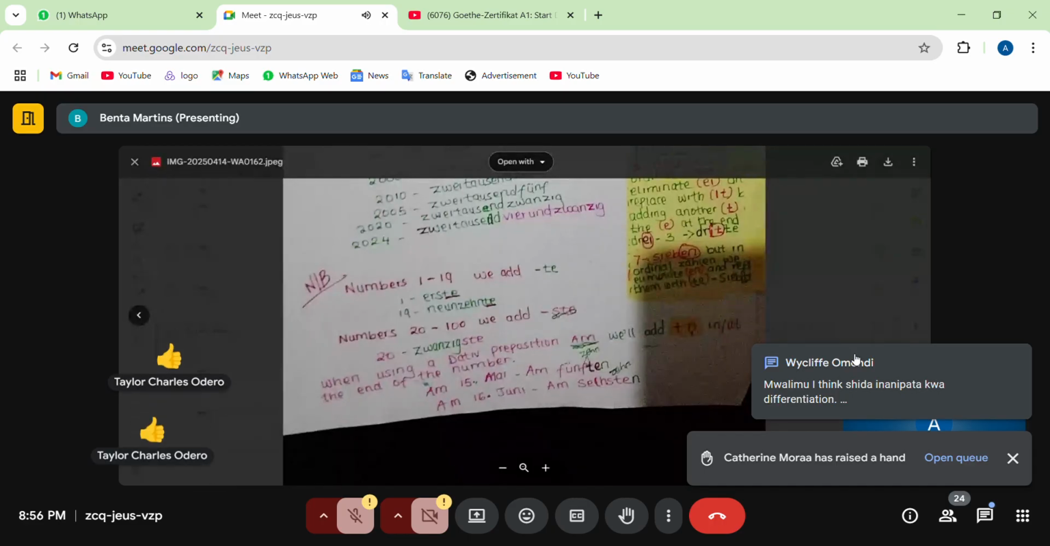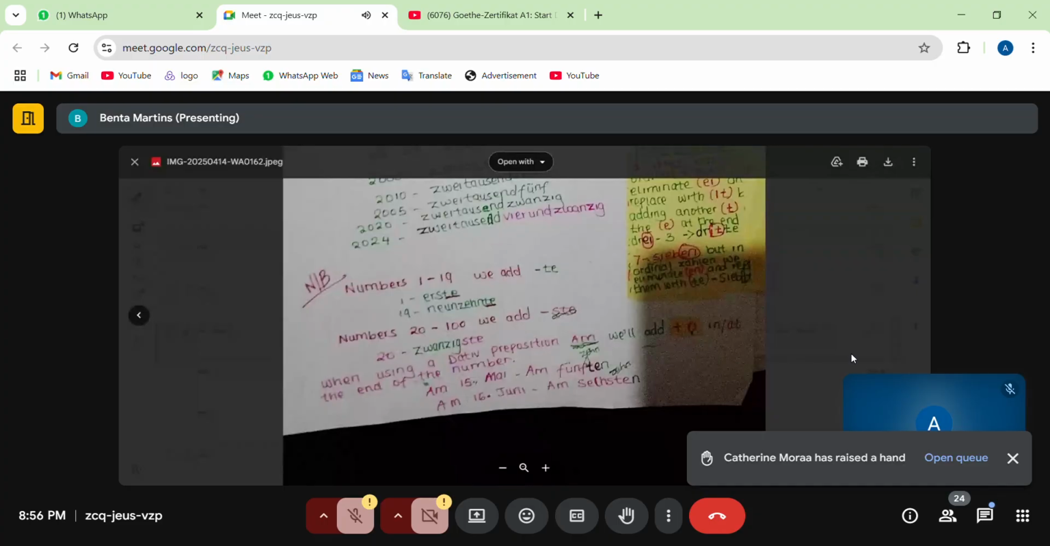Differentiation. Ordinal numbers are like the first child, 1st of July, 2nd of August, 3rd of May. We're going to learn them in German now. That's why we have these rules to differentiate them from the normal numbers, 1, 2, 3, and the 1st, 2nd, 3rd, which are erste, zweite, dritte, vierte und so weiter.